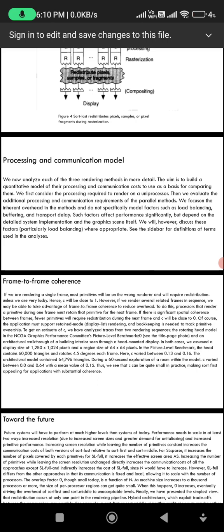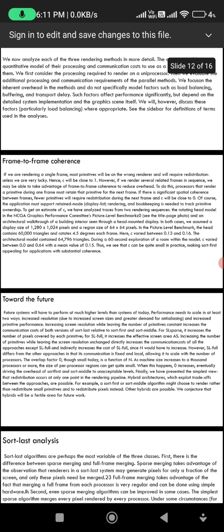We first consider the processing required to render on a uniprocessor. Then we evaluate the additional processing and communication requirements of the parallel methods. We focus on the inherent overhead in the methods and do not specifically model factors such as load balancing, buffering and transparency delay. Such factors affect performance significantly but depend on the detailed system implementation and the graphics scene itself. We will, however, discuss these factors where appropriate. See the sidebar for definitions of terms used in the analysis.